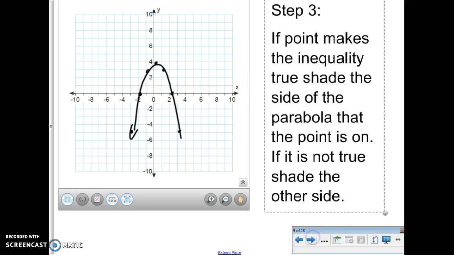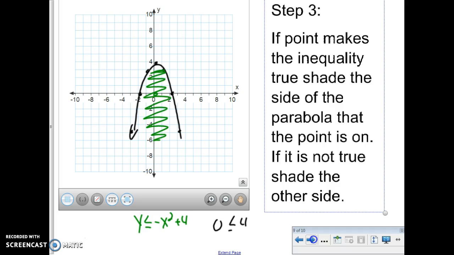Because 0 is less than or equal to 4, I'm going to shade where 0, 0 is right there. So all these points are a solution to that first inequality, y is less than or equal to negative x squared plus 4.